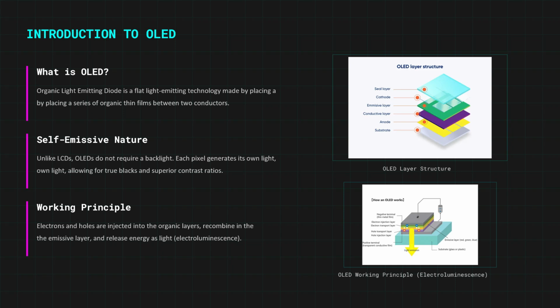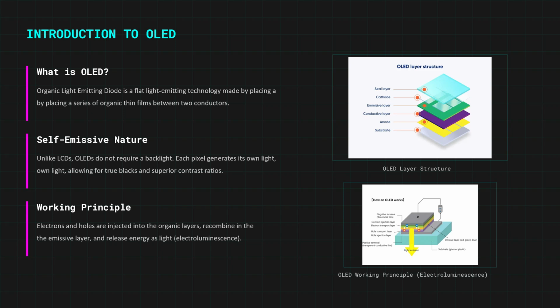The most important characteristic of OLED displays is that they are self-emissive. This means each pixel produces its own light independently. In contrast, LCD displays require a backlight panel, which illuminates the entire display. Because OLED pixels generate their own light, they can turn completely off when displaying black colors, resulting in true black levels and extremely high contrast ratios.